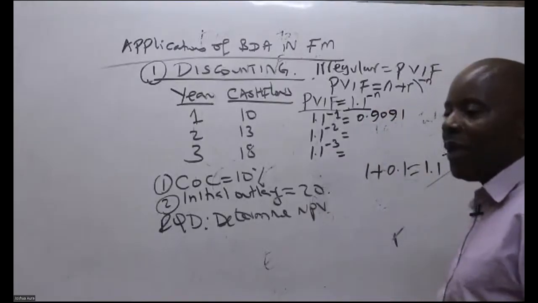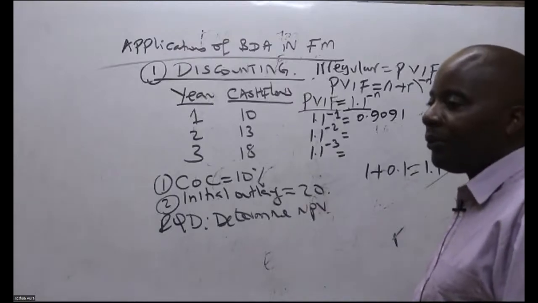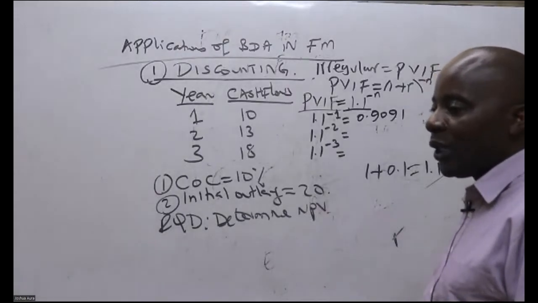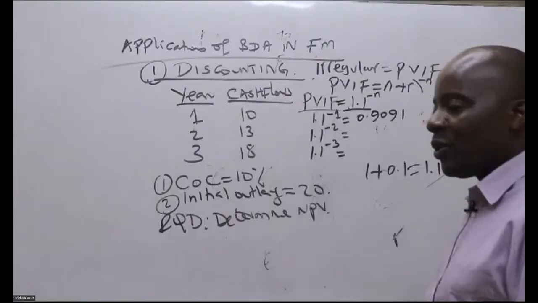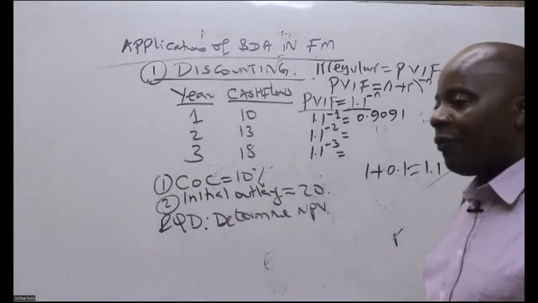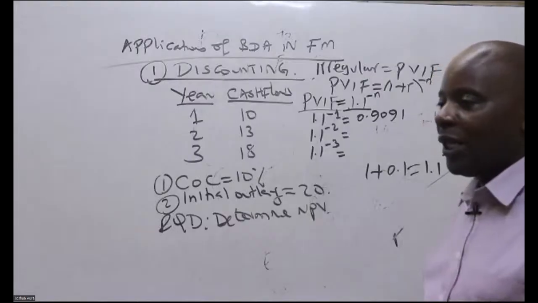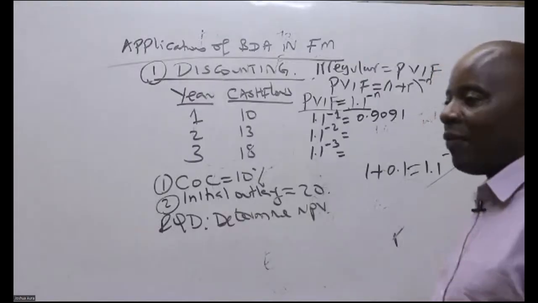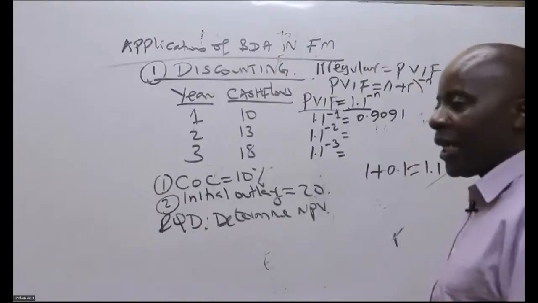0.9091, 4 decimal places. I don't think we are together with so many students. There must be some students that I have left behind. Unfortunately, I've left them behind because I can't get.